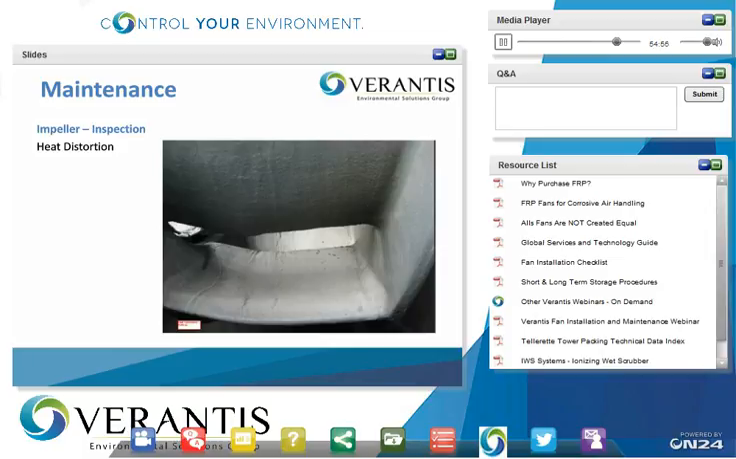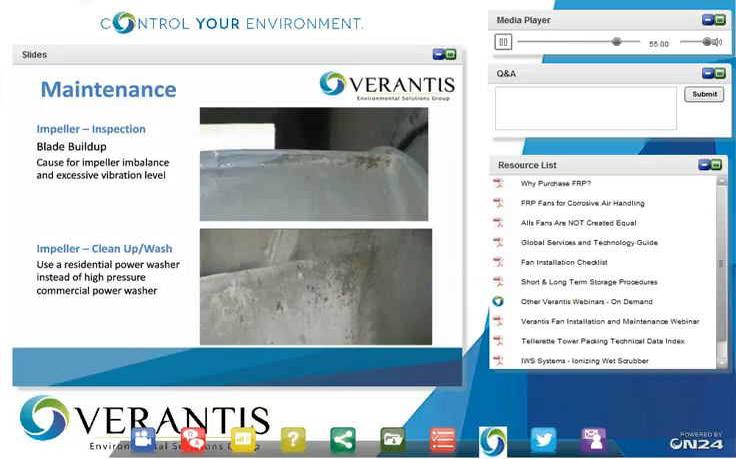This slide shows some impeller buildup on the impellers. In order to clean those, and also with the buildup, if it remains uniform, it really doesn't seem to affect the balance that much. But when you have chunks coming off, then you're going to start seeing the imbalance. Your vibration levels are going to start climbing. At that point, you would need to clean the impeller.